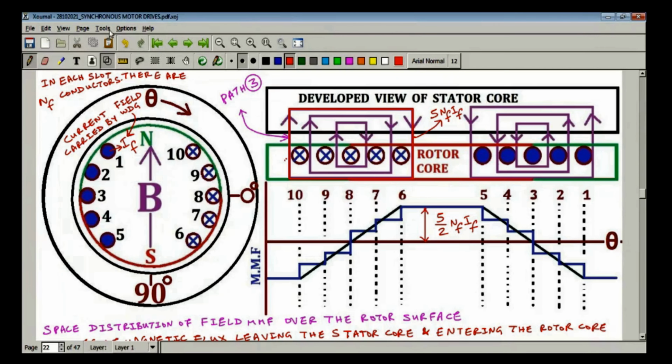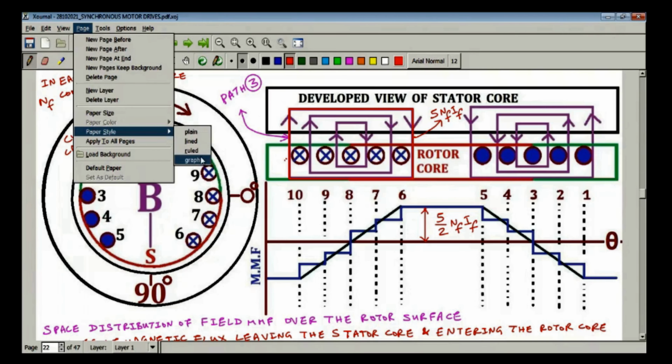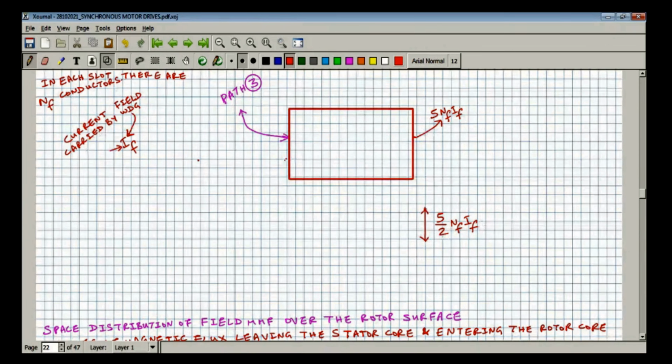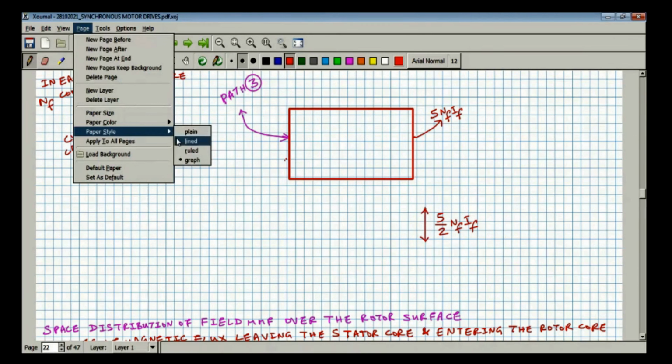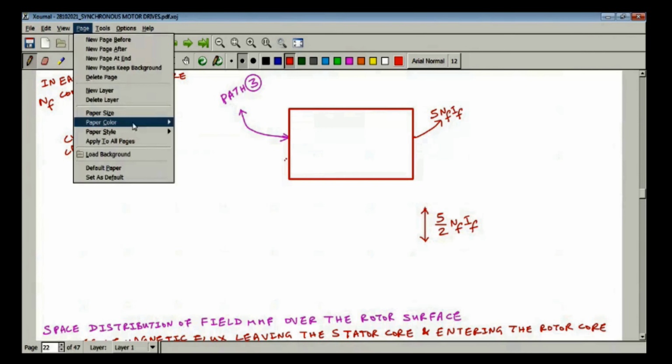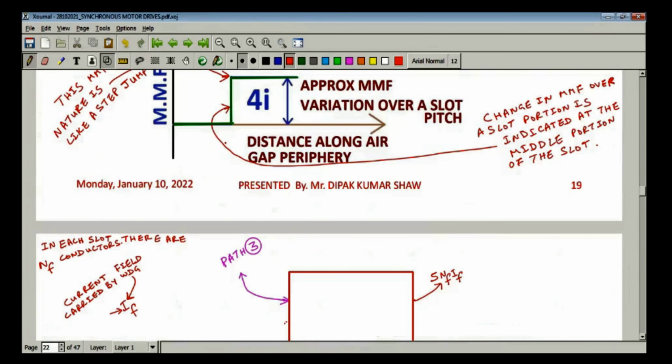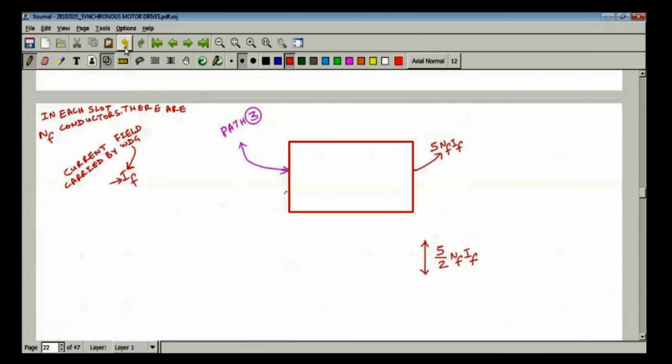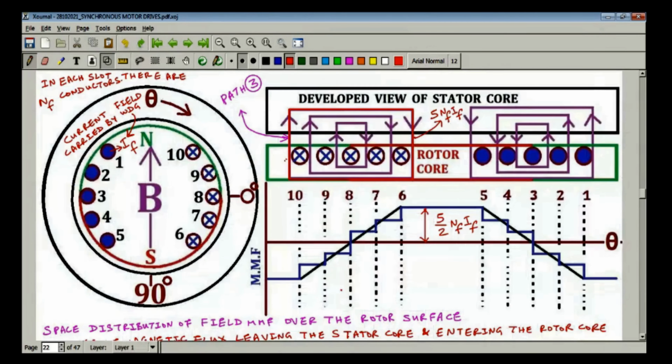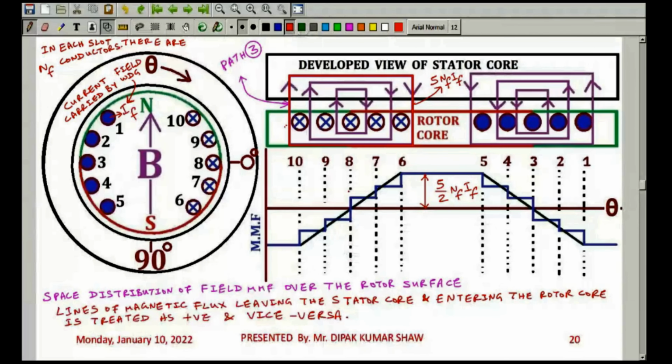But we can apply Fourier series expansion. Let me do one thing. Let me try to sketch a sine wave which will be termed as the fundamental component. So I am trying to sketch one sine wave which will be termed as the fundamental component.